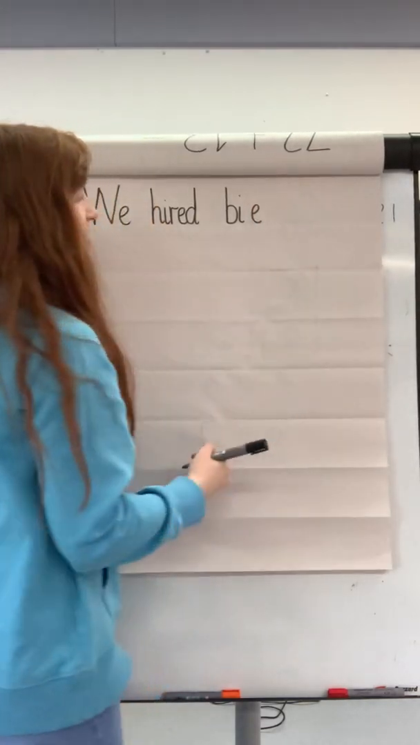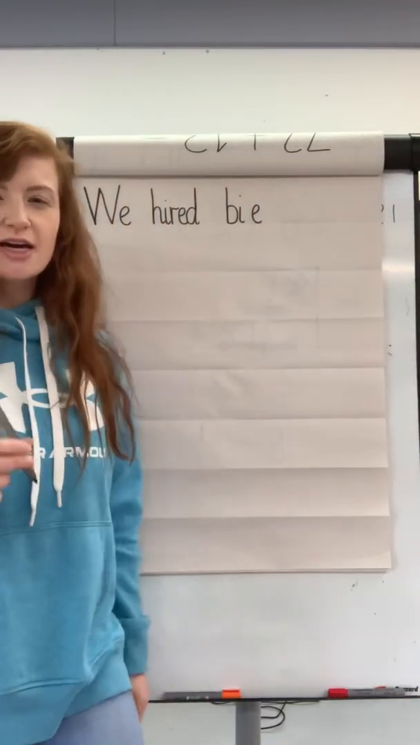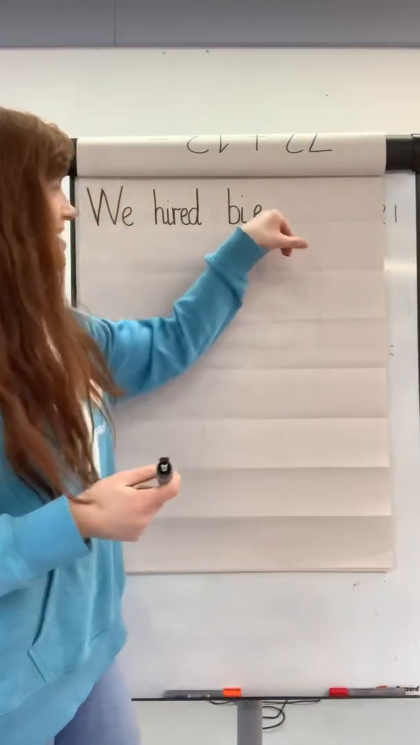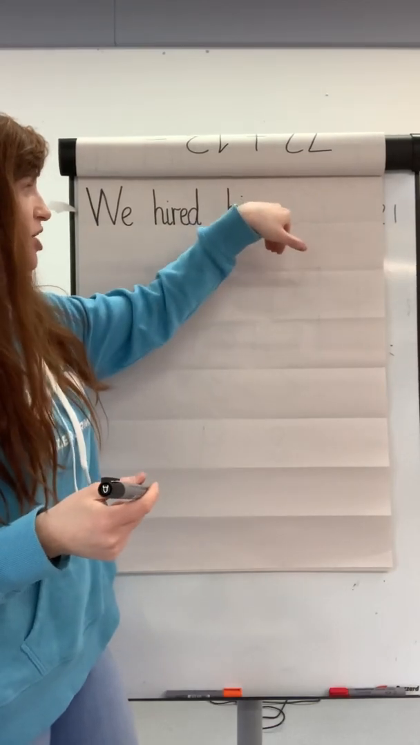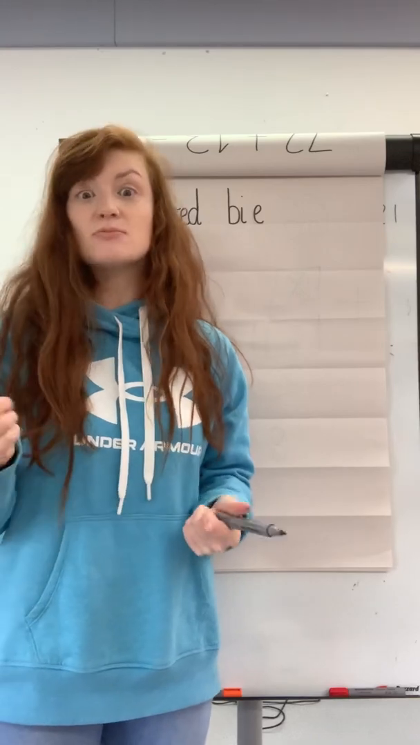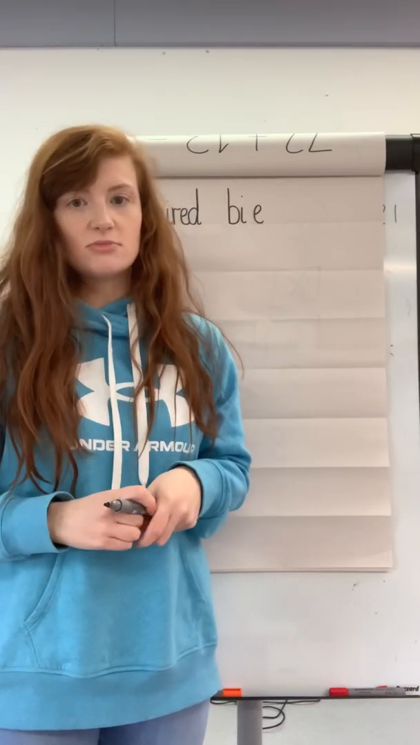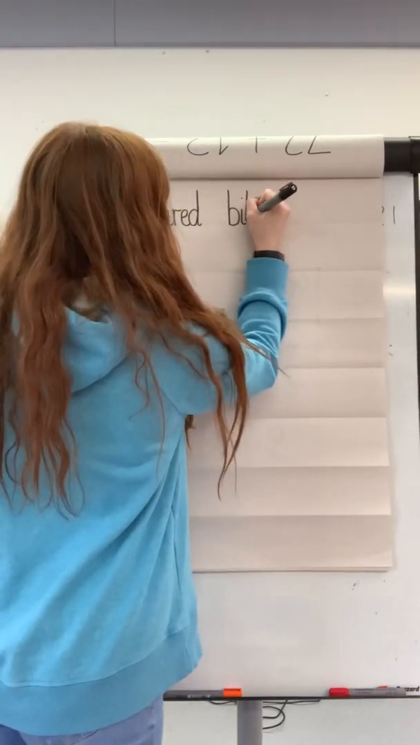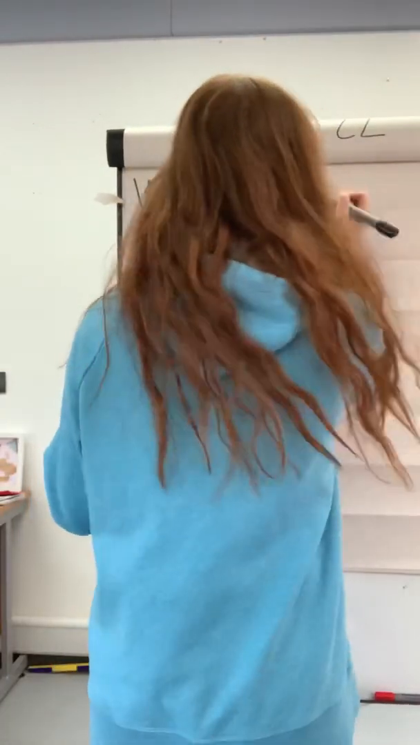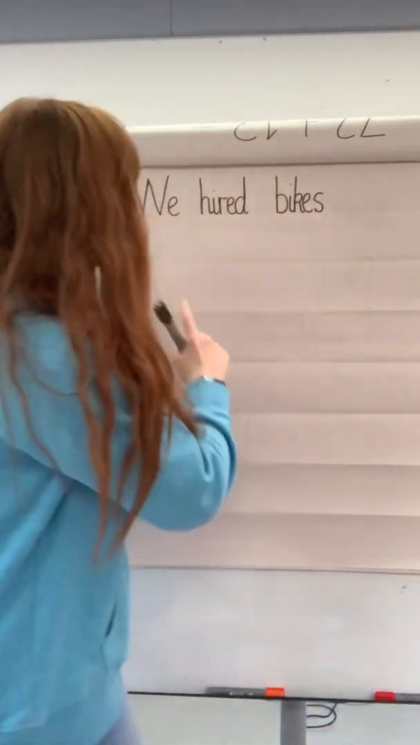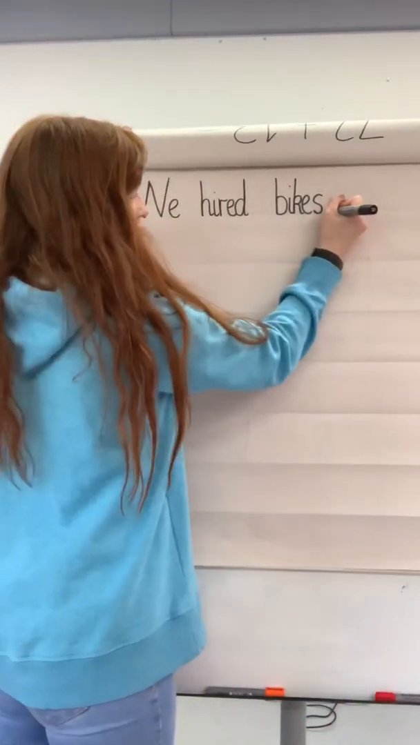And it's bike. So I need to think, which K is it? Is it curly or is it kicking? Okay, now I need to think, there's an E on the end. And I know if I put a curly K there, because there's an E on the end, it becomes an S sound. So I know it's not going to be that. So it can't be a curly K, so it must be a kicking K. Then we have the S on the end. So bike, bikes. We hired bikes, and I need my full stop.